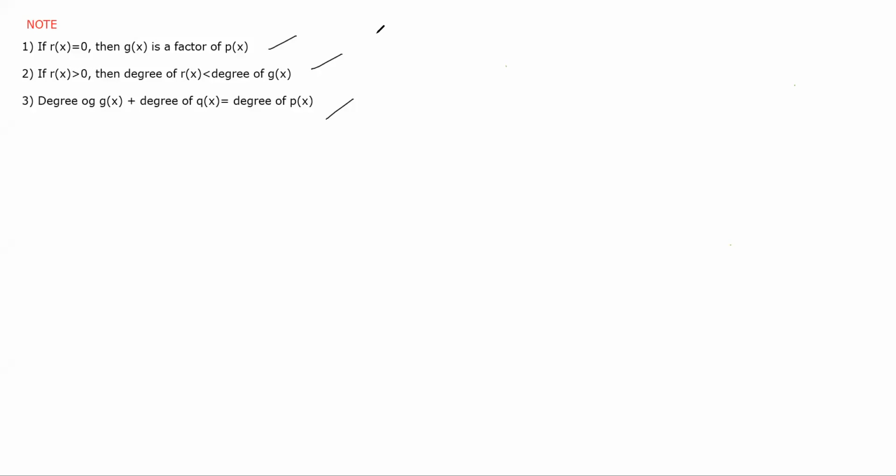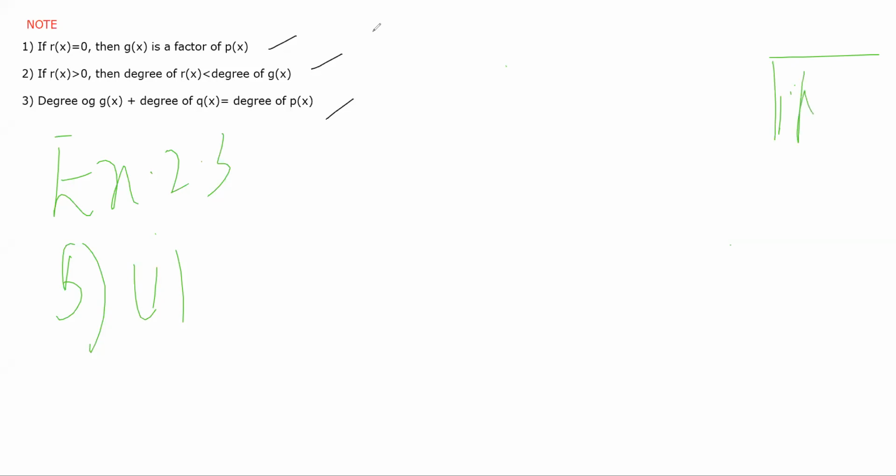Now let's solve exercise 2.3. Exercise 2.3, fifth question. First subdivision. The condition is, so this is going to be r of x. Even in examination, suppose they ask this question, you just draw this tabulation: p of x, g of x, q of x, and this is going to be r of x.